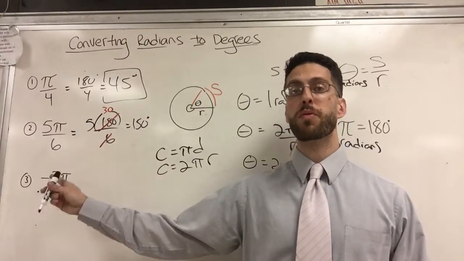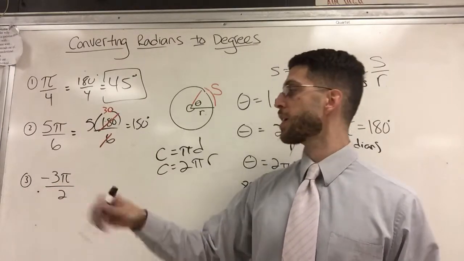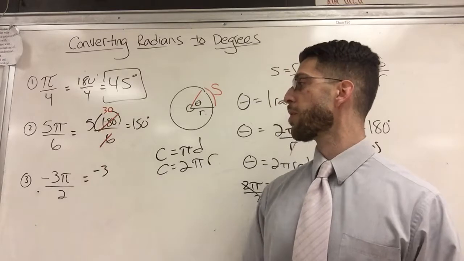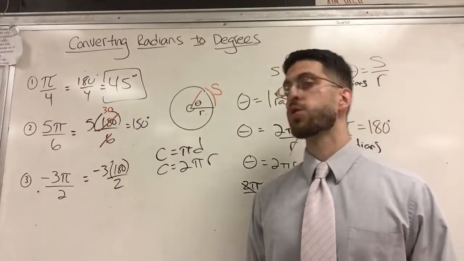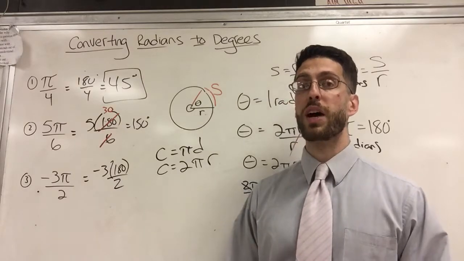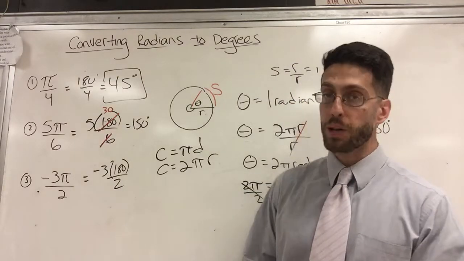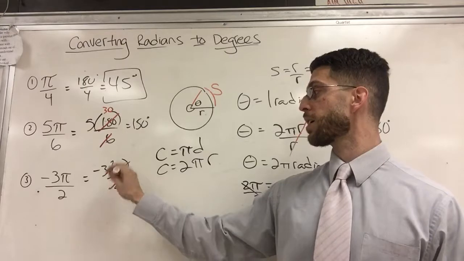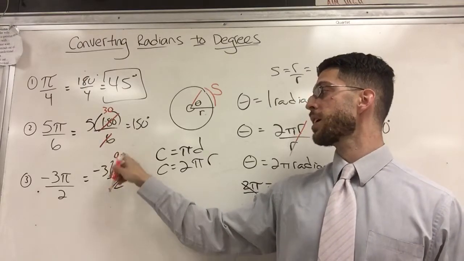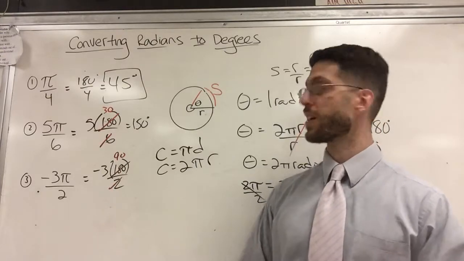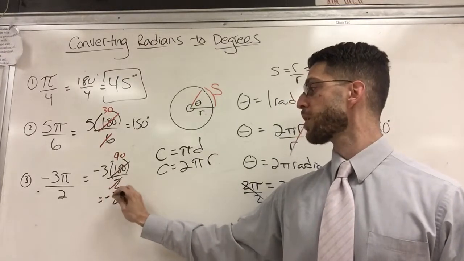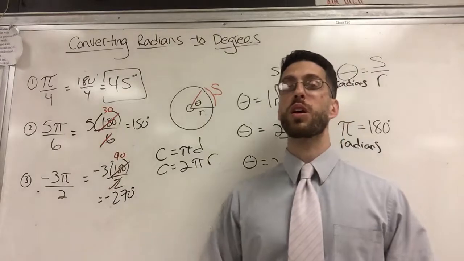Oh no, an improper fraction with a negative, who cares? It's all the same thing. I have negative 3 times 180 over 2, and you figure that out on your own. Again, my trick would be to do 2 goes into 18 9 times, so that's a 90, and then 9 times 3 is 27, so this gives me negative 270, negative 270 degrees, which is all good.